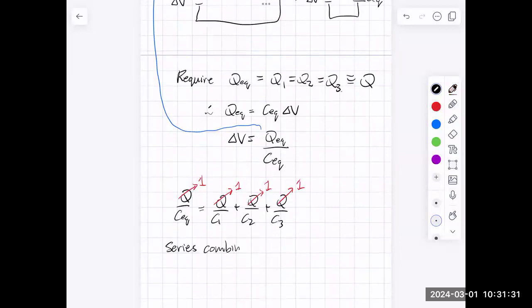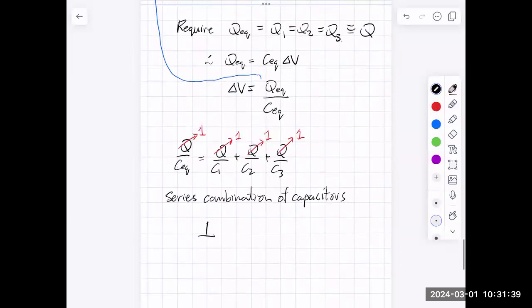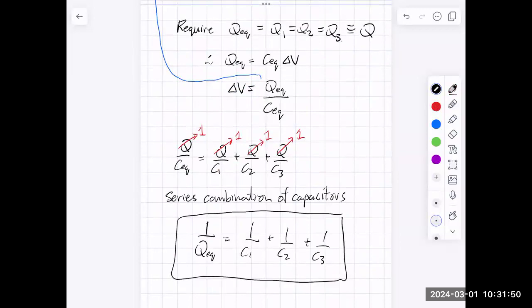And so our series combination of capacitors follows the rule that 1 over C equivalent is equal to 1 over C1 plus 1 over C2 plus 1 over C3. And so there we go. So that is our expression for combinations of capacitors in series.